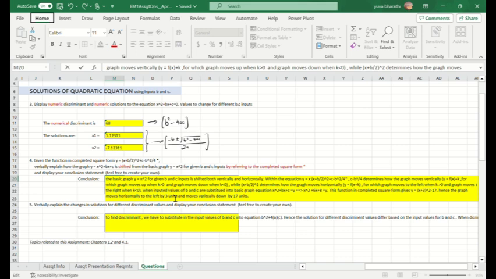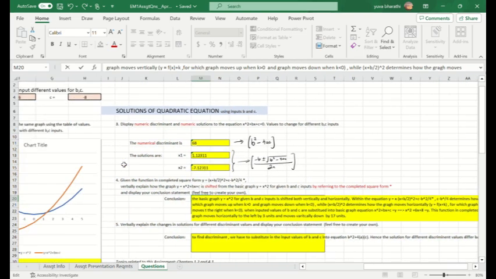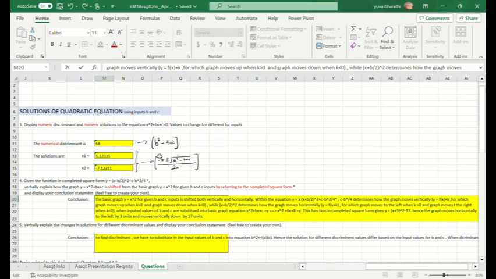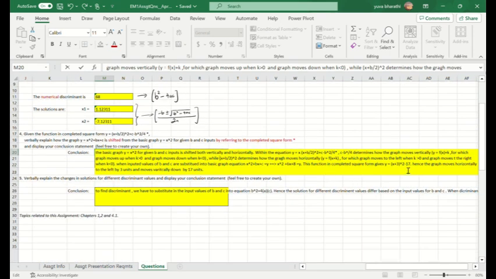When the inputted values for b and c are substituted into the completed square form, for example, using the inputs that we have here, it forms the equation y is equal to (x plus 3) to the power of 2 minus 17. Hence, the graph would move to the left by 3 units and vertically down by 17 units.